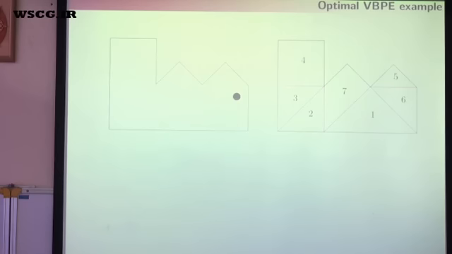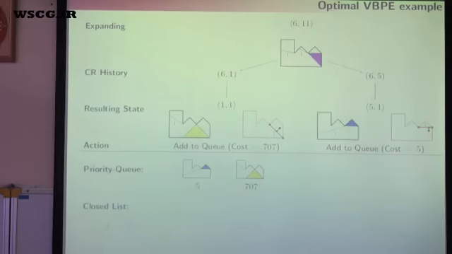Let me spend a little bit of time on a quick example here. Here's an environment, and we'll say the pursuer starts here. On the right, you can see the decomposition we get. In this case, there are 7 regions. The pursuer is starting here in region 6. We can just search forward from here.